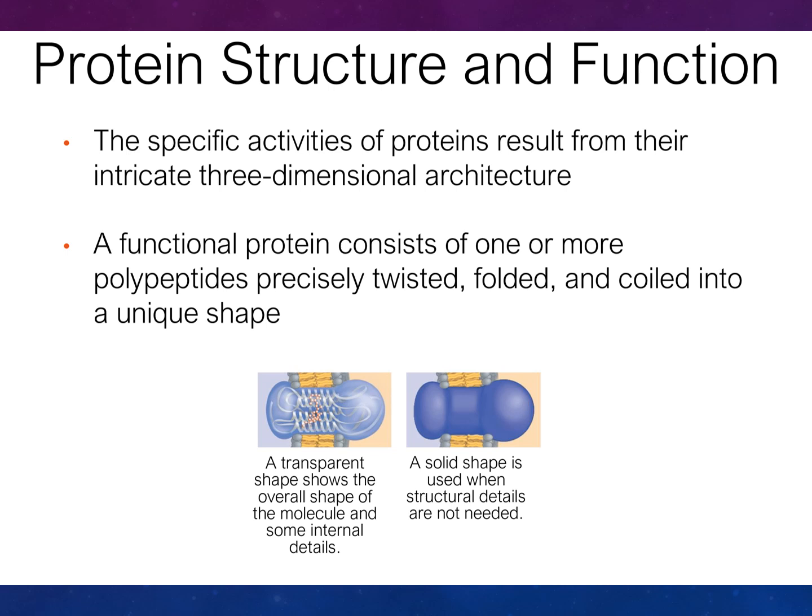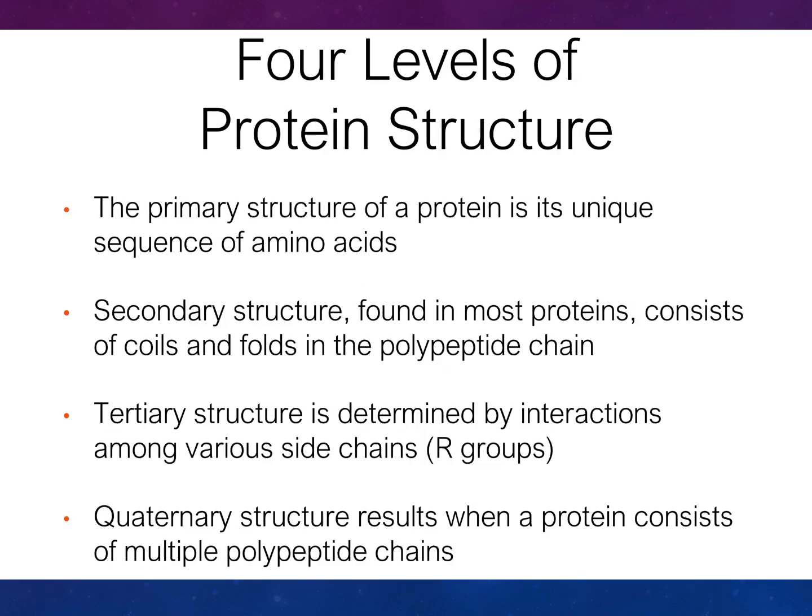So the specific activities of proteins result from their intricate three-dimensional structure. A functional protein consists of one or more polypeptides precisely twisted, folded, and coiled into a unique shape. A transparent protein shows the overall shape of the molecule and some internal details. A solid shape is used when structural details are not needed.